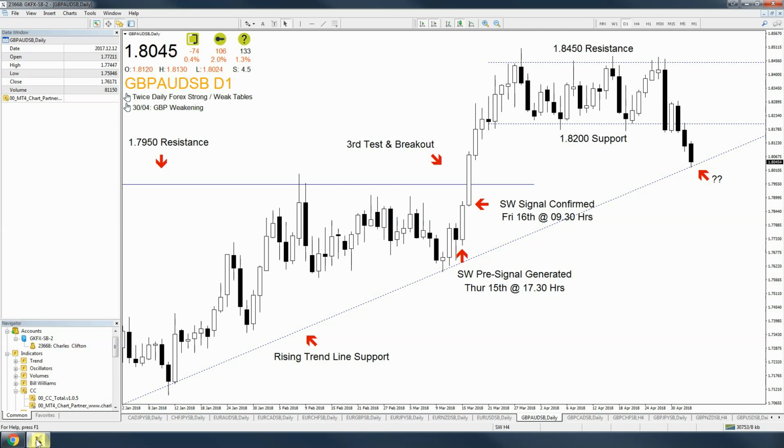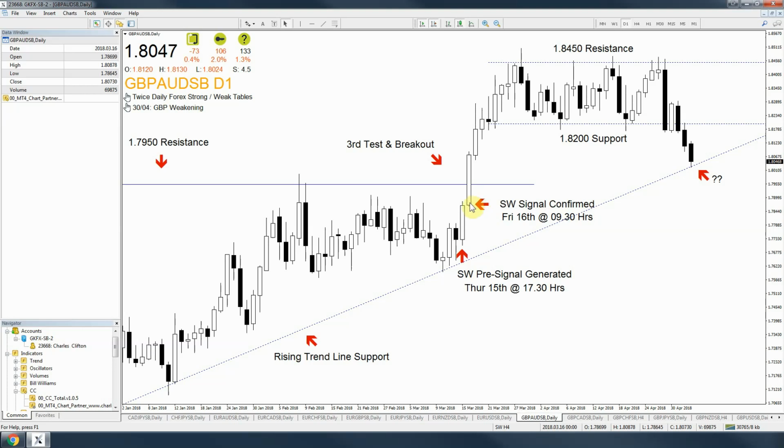As you can see from the chart, we're on a one-day chart, on the pound Aussie dollar. What I want to show you is a setup that our strength weakness tables alerted us to. It was such a beautiful setup, basically an ascending triangle pattern that came to my attention purely because of our strength weakness tables, which I'm going to go over and show you in a second.